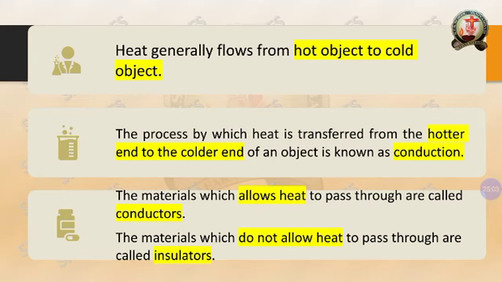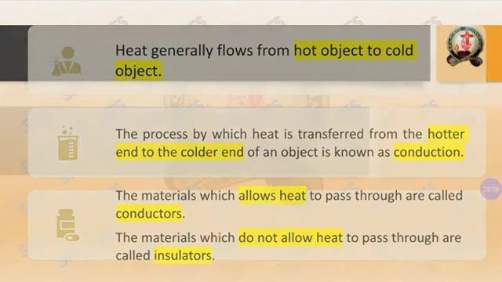And the process by which the heat is transferred from the hotter end to the colder end of an object, we call it conduction. The material which allows heat to pass through them quickly is called a conductor. And the material which does not allow heat to pass through them is called an insulator.